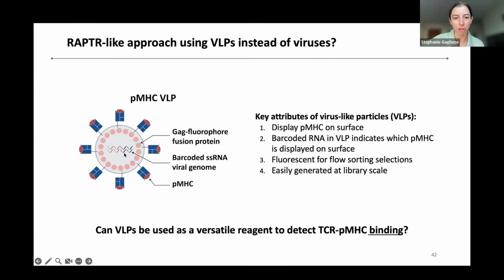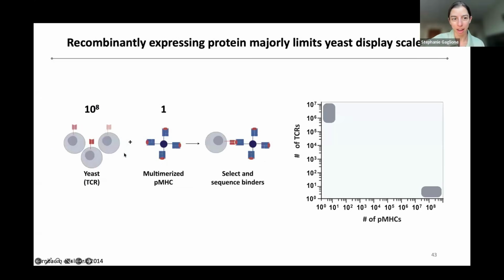And so we thought, can we use VLPs as a reagent to detect binding? And can we do it in a context where we can screen easier and more broadly at extremely high throughput? And so I'm going to just briefly show yeast display. Yeast display is very highly precedented, of course, for having 10 to the 8 plus options on the yeast side.